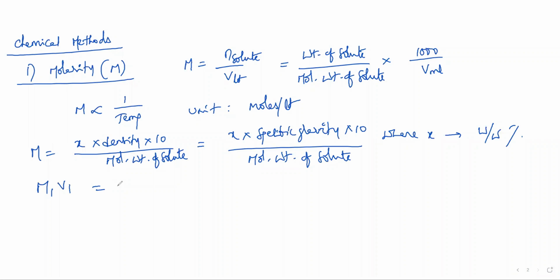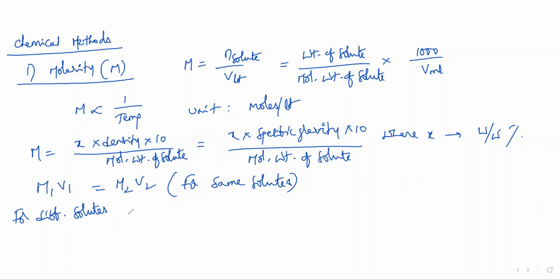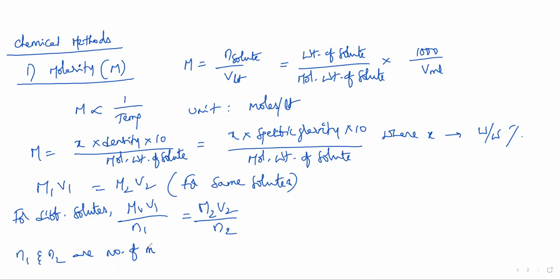Then M1 V1 is equal to M2 V2. So this is for same solutes. For different solutes, M1 V1 by N1 is equal to M2 V2 by N2. N1 and N2 are number of moles. Okay.